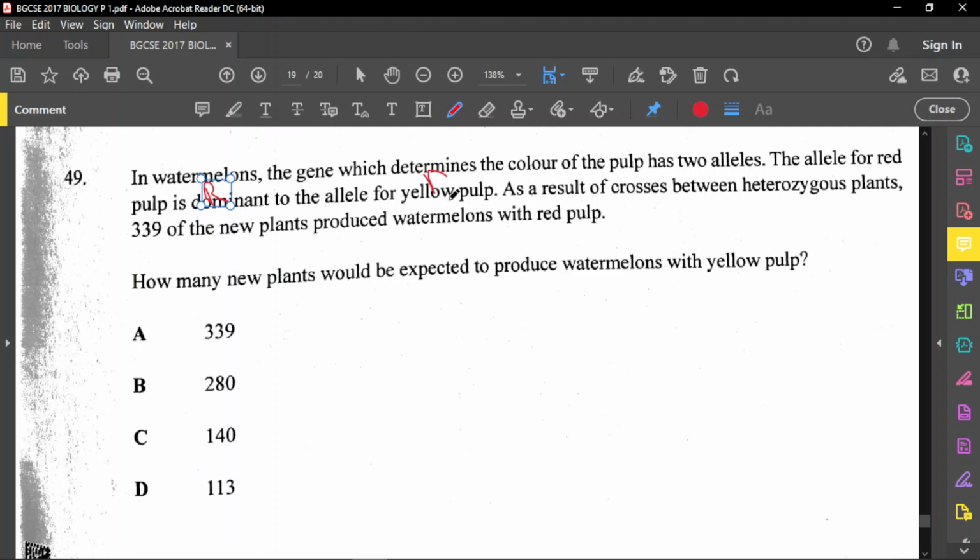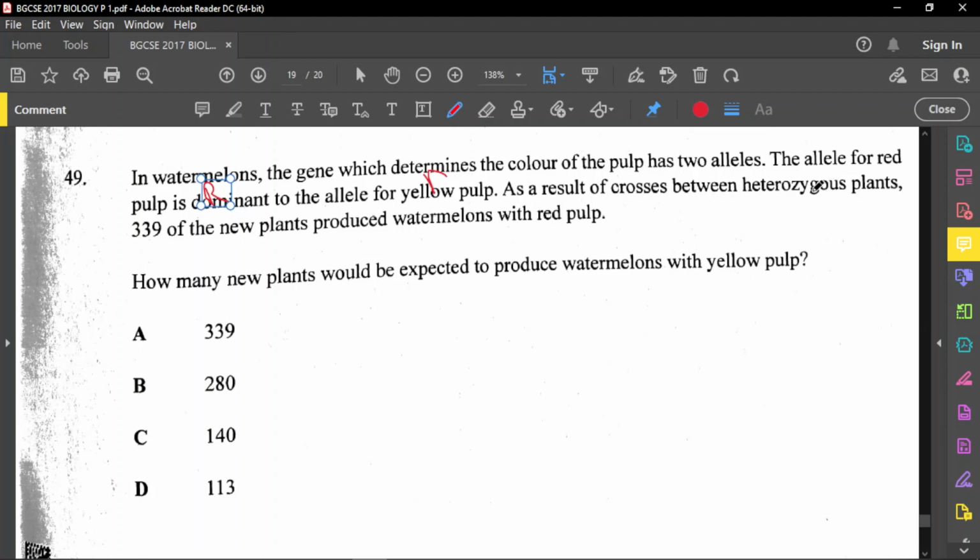It is the result of crosses between heterozygous plants, which means two heterozygous plants, right? 339 of the new plants produce watermelons with red pulp. How many new plants would you expect to produce watermelons with yellow pulp? Now, there's a little thing you need to know right here.